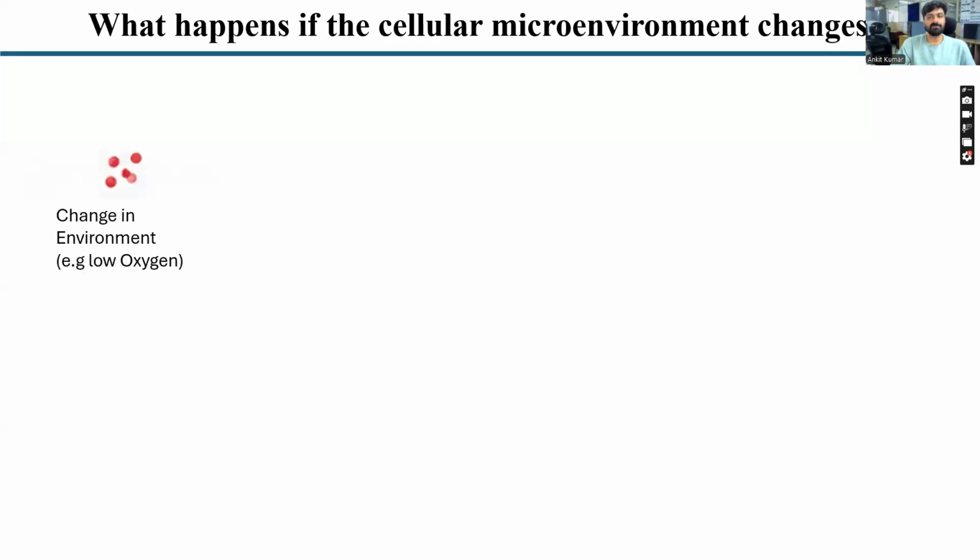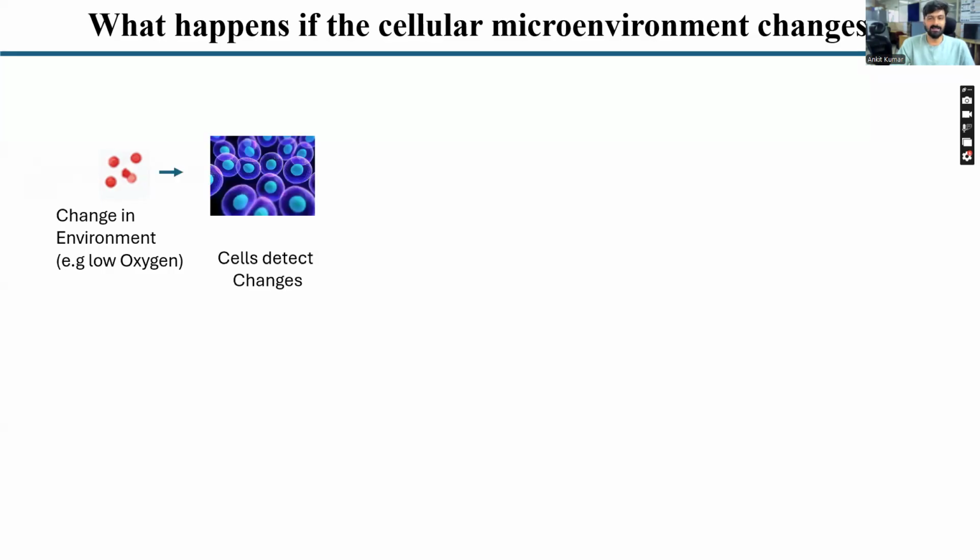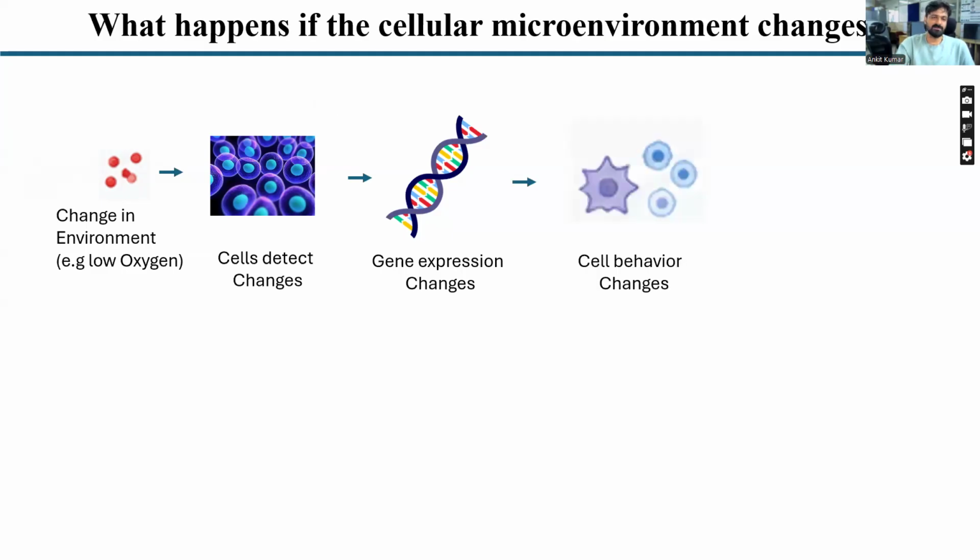This is the output. Let's say there is a change in the environment, like low oxygen. What will happen? The cells will detect these changes, right? And once they detect it, they will give a signal to the gene, and then gene expression occurs. In a subsequent lecture, I'll discuss how gene expression occurs and what gene expression is, all these things in detail. Then, due to this gene expression, cellular behavior will change, and then it will ultimately cause a disease if it is related to that. So ultimately, you can see if there is a small change in the cellular microenvironment, it can ultimately lead to a disease in our body.